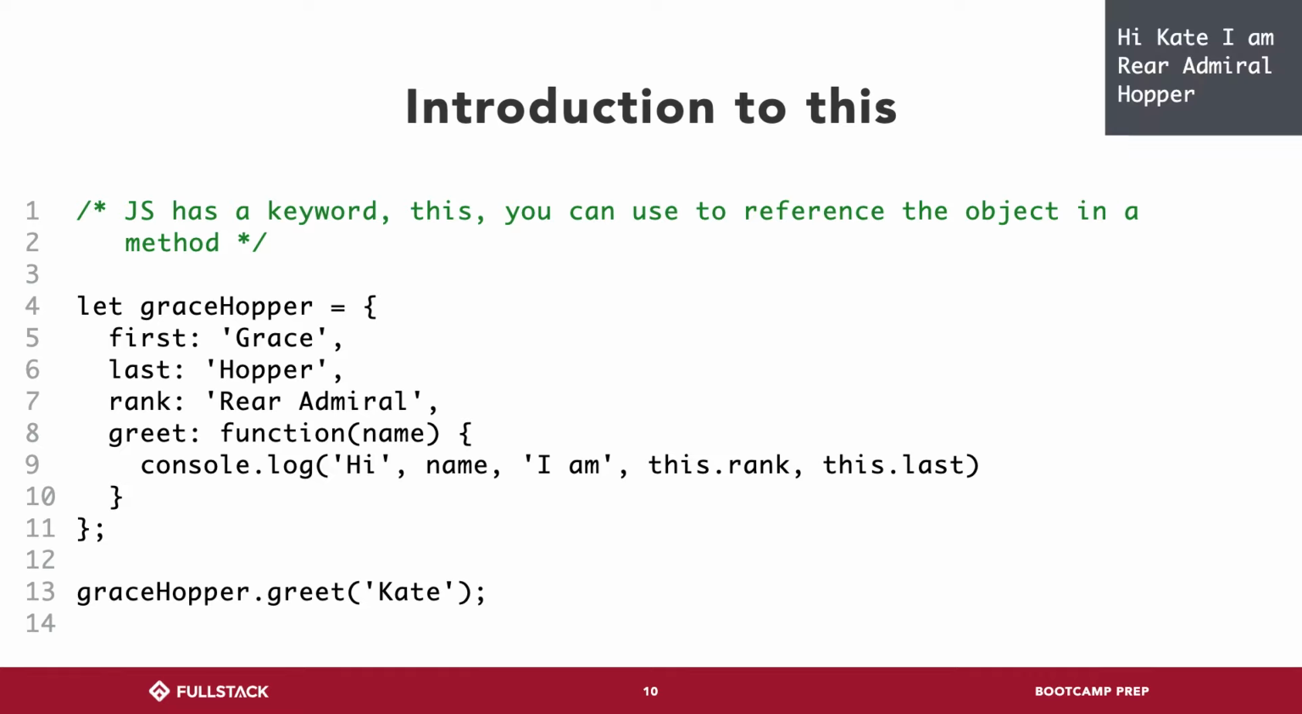The greet function here is the same as before, the slide before, right? It says, hi, Kate, I'm Rear Admiral Hopper. But I'm not saying GraceHopper.rank, GraceHopper.last. I'm saying this.rank, this.last. And that kind of makes sense in English, right? If I say this.rank, this.last, I'm inside of this object, rank, last. It's the same object.